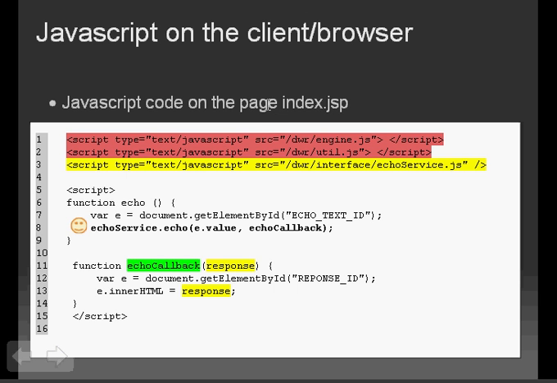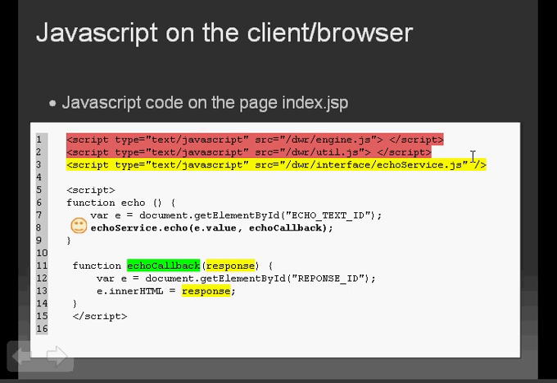In my client code, my HTML, which I call index.jsp, the first two lines are JavaScript libraries that DWR provides for us, engine.js and util.js. The third line is our JavaScript library that we create, which is the reflection of the POJO on the server. We call it echoService.js. DWR is going to create echoService.js on the fly.